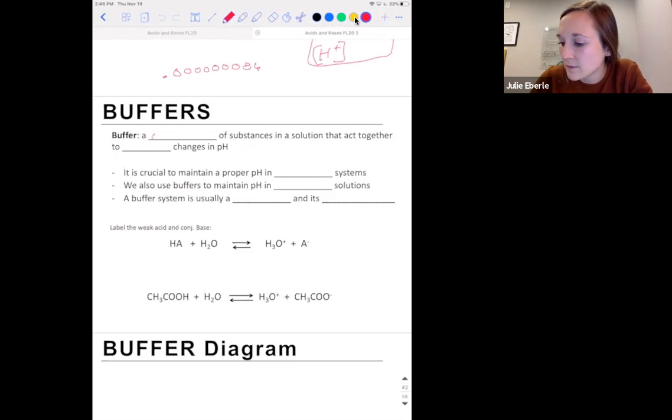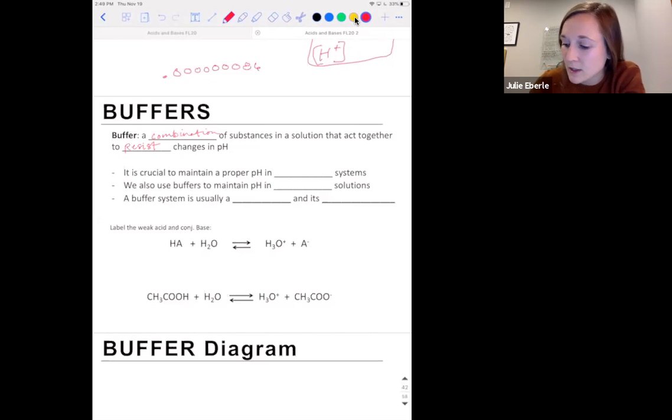It is a combination of substances in a solution that act together to resist changes in pH. Now, the purpose of a buffer is so that when you have things added to the solution, pH does not wildly change. We know acids, we learned how to calculate pH. We know that acidic things lower pH, and strong bases raise pH. But a buffer has components in place so that nothing changes pH much. It might fluctuate a little bit.